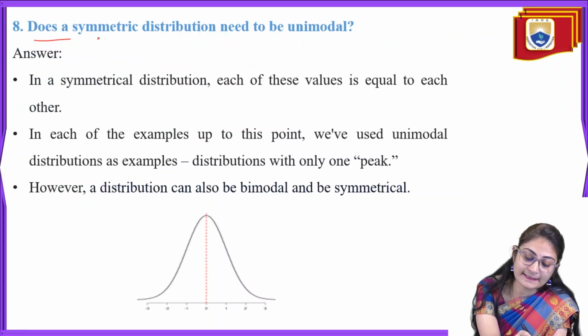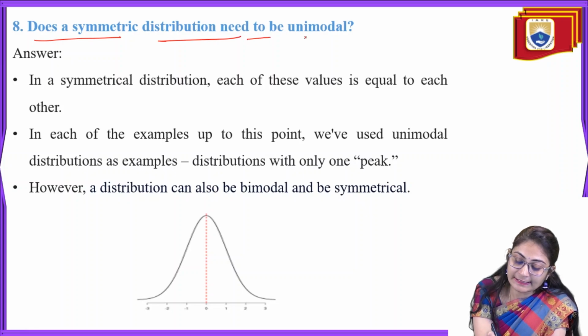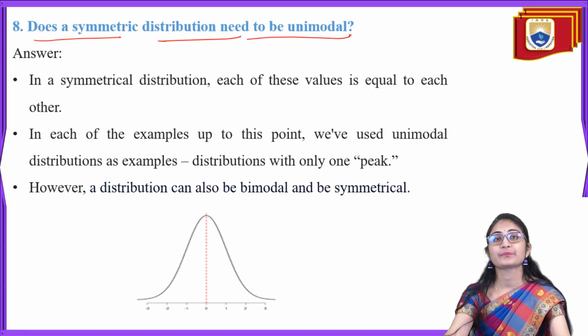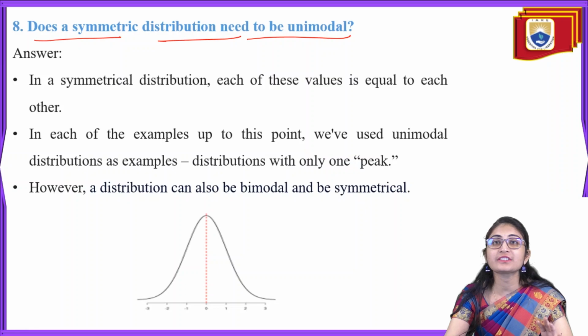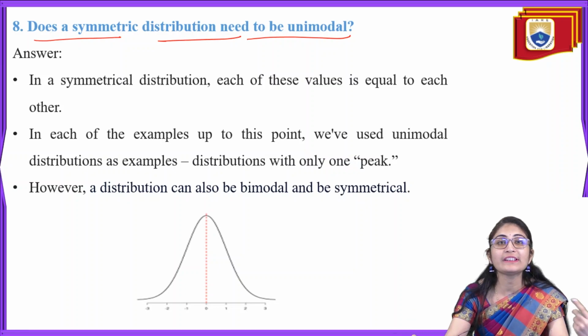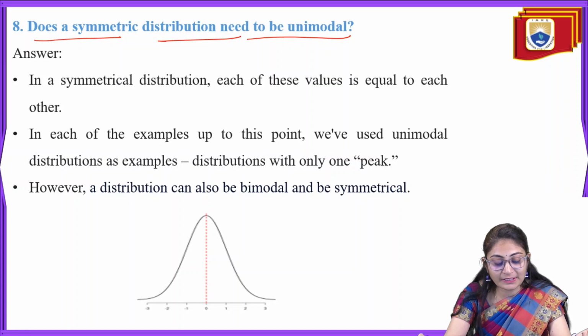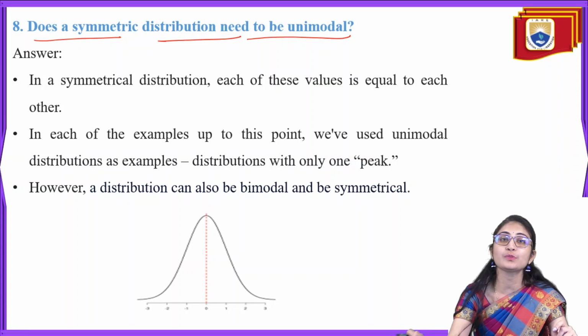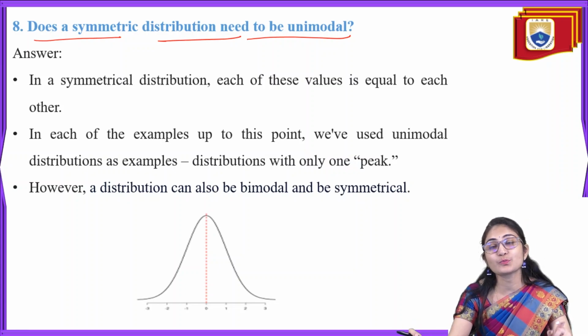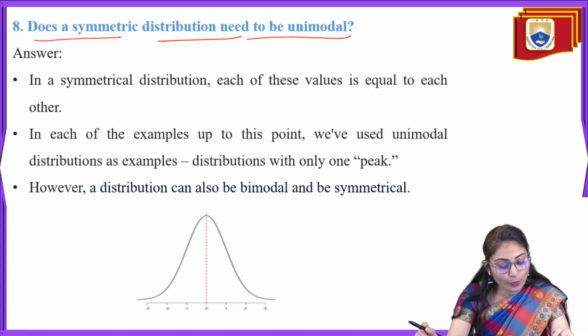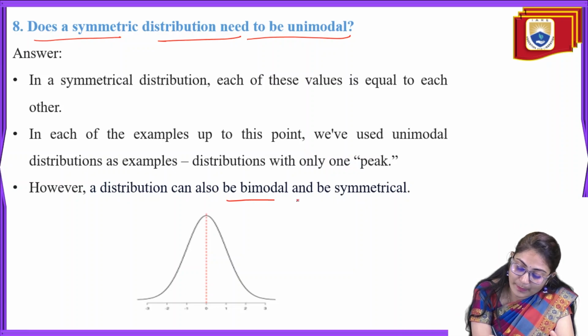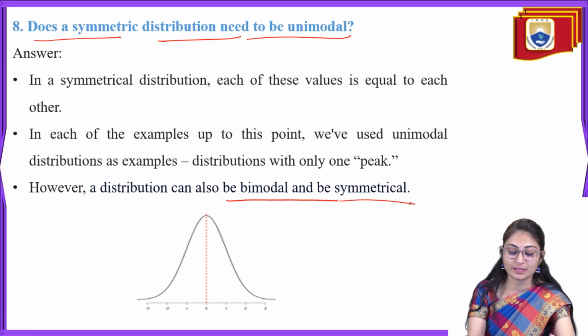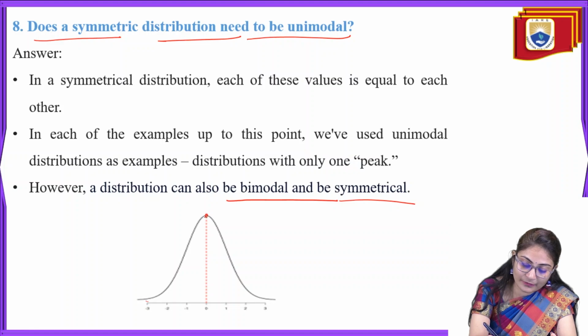Now, does a symmetric distribution need to be unimodal? Actually, in a symmetrical distribution, each of these values is equal to each other. For example, in each of the examples up to this point, we have used a unimodal distribution, a distribution with only one peak. However, a distribution can also be bimodal and be symmetrical. So here you can see there is one peak. These both portions are equal.